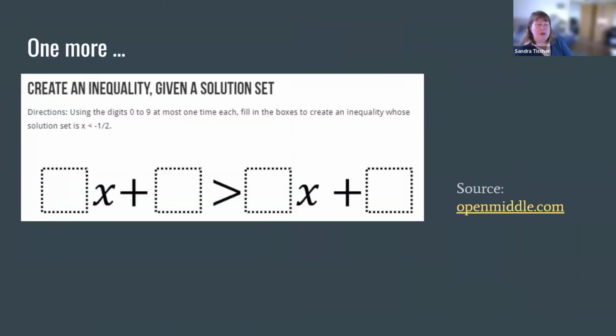This one, also from openmiddle.com, is one of my favorite problems ever to give to my students. In the middle of the unit on inequalities, or towards the end of the unit, I often put modified questions of this on the unit test as well, if we've done similar questions in the unit before. Because this question alone can easily replace a whole worksheet of solve this inequality, I think.